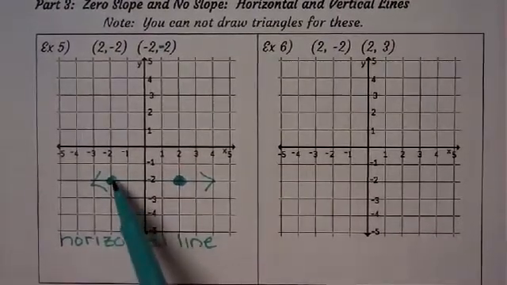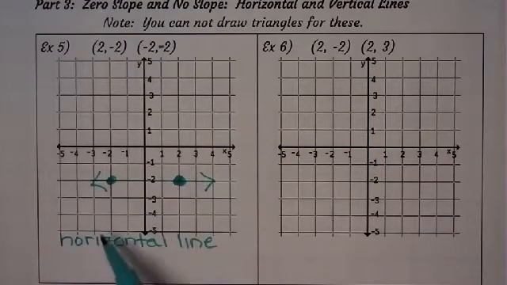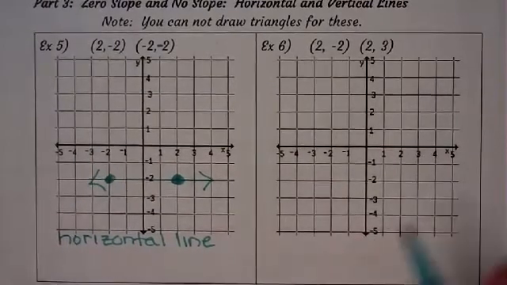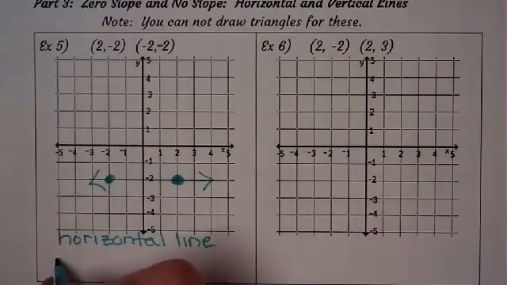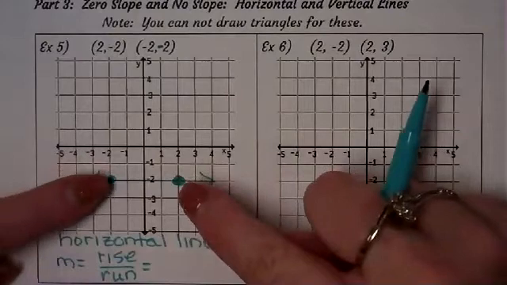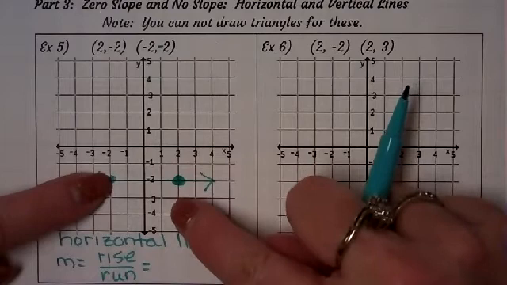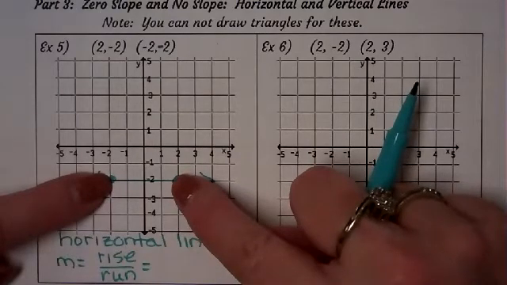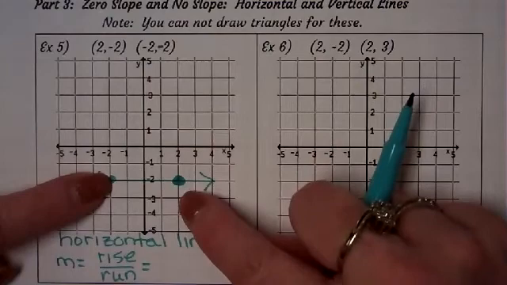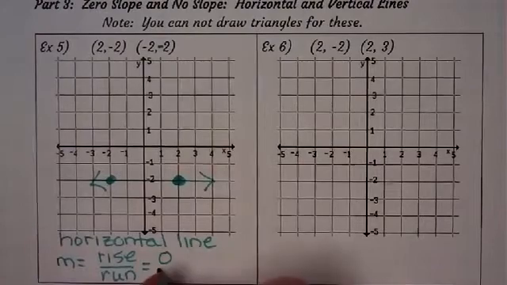I cannot draw a right triangle like I did in the other 4 examples before this and stay on the grid line. You can't do it, okay? Now, I can go ahead though and talk about my rise and run here. Now, look right here. From this point to this point, how much am I going up or down? Oh, I'm not going up and I'm not going down, am I? So my rise here is going to be 0.